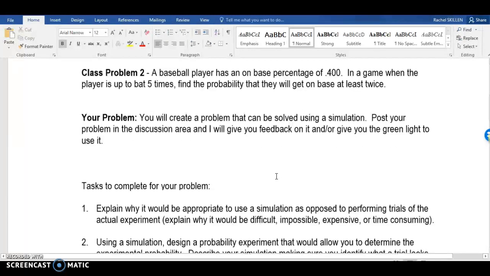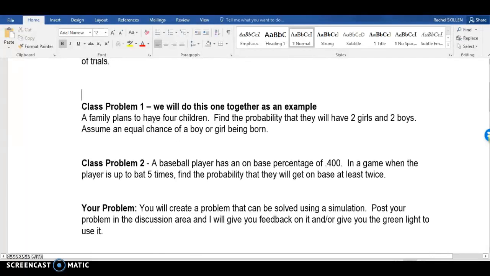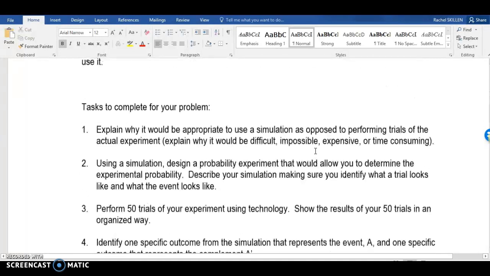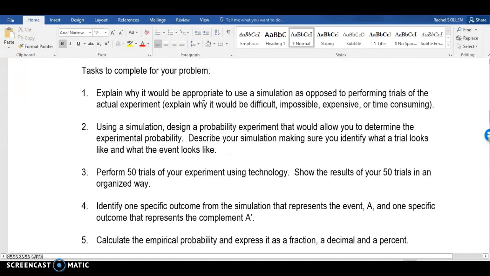So the first problem that we're going to look at is a family plans to have 4 children. Find the probability that they will have 2 girls and 2 boys. And we're assuming equal chance for each gender to be born. So the first task is to explain why it would be appropriate to use a simulation as opposed to performing trials of the experiment.